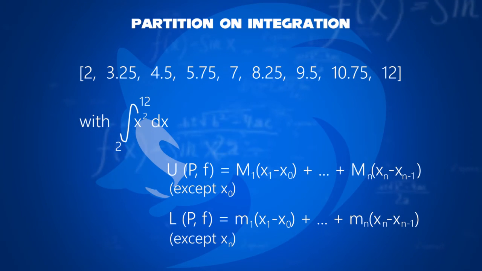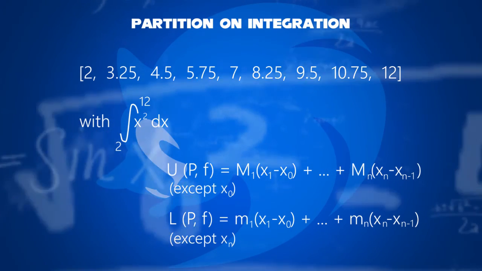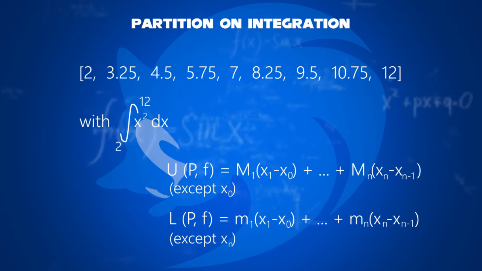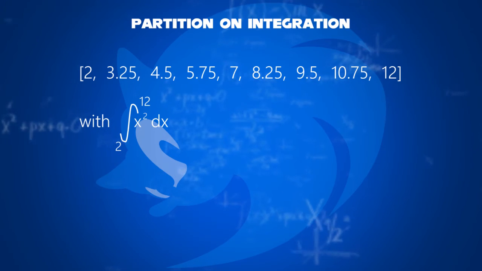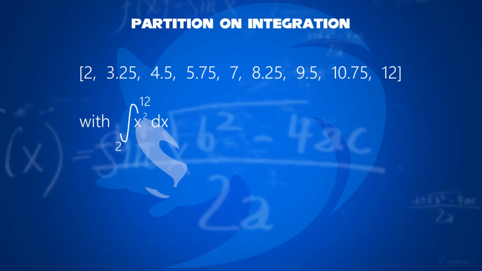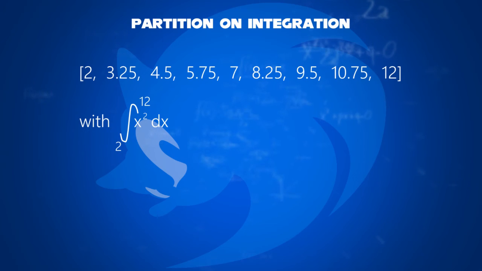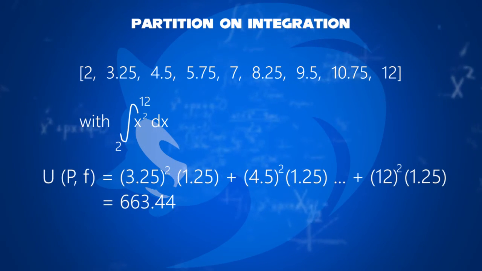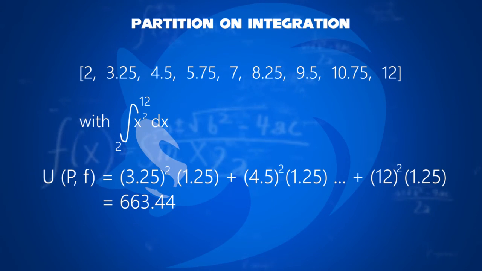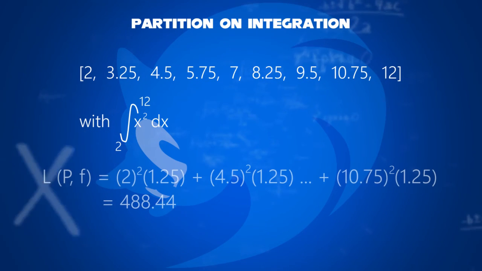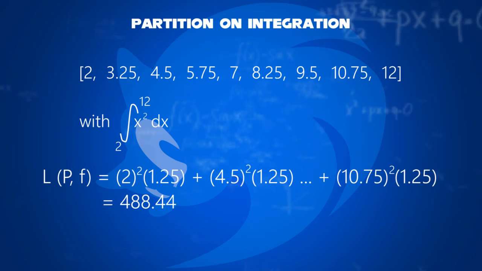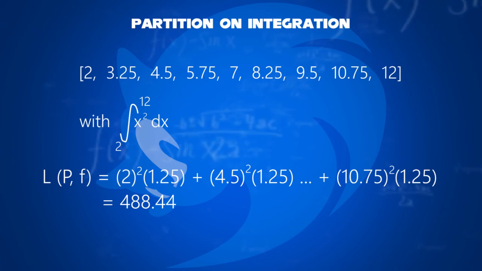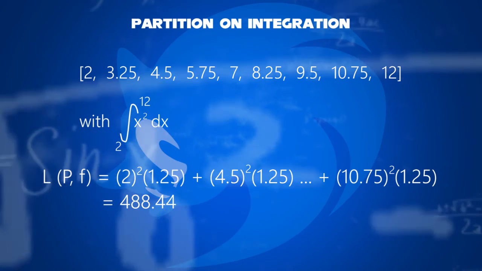In upper limit sum, we accept for the first term x0, and in lower limit sum, we accept for the last term. To find the upper limit sum, we start with x1 value with delta x being the difference. But you have to put the value x in the integration as well. When you write it and solve it, we get 663.44. Similarly, to find the lower limit sum, we start with x0 value with delta x being the difference. This gives an answer 488.44.